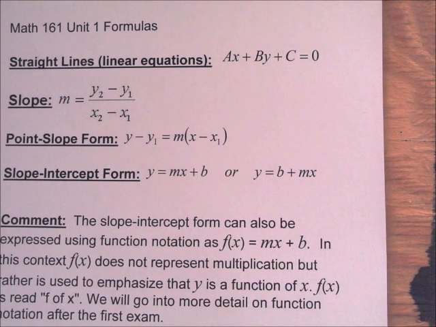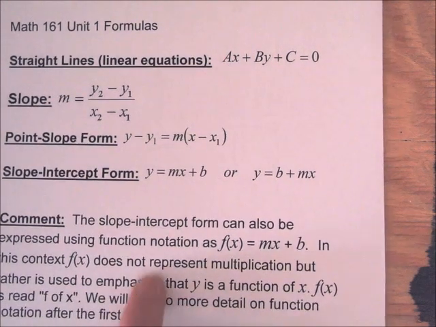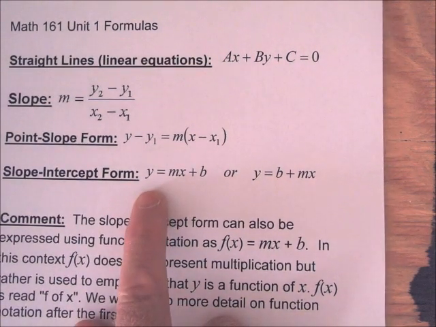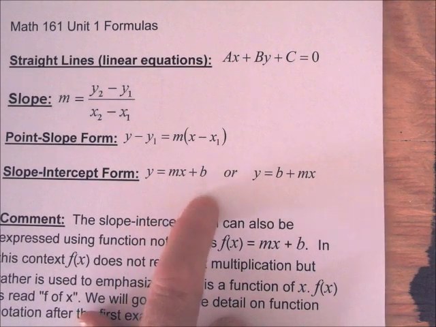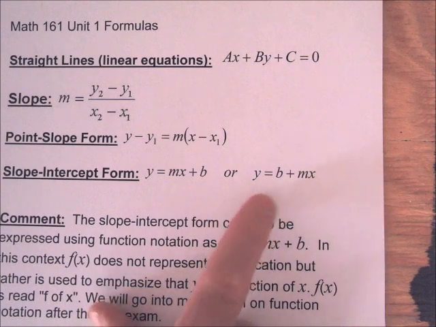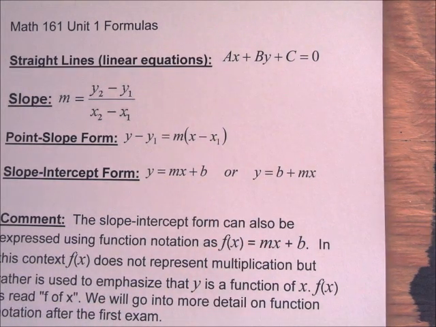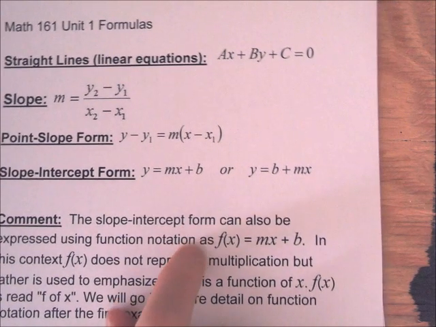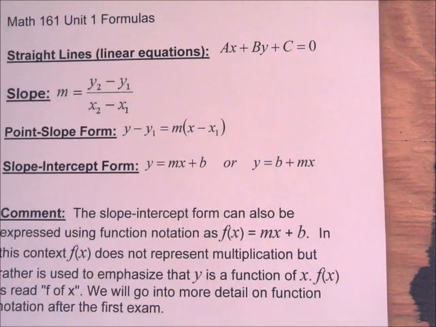If you simplify this and solve for y, you get the slope-intercept form, which is y equal mx plus b, or sometimes it's written y equal b plus mx. Particularly statisticians often put the intercept first. Okay, so a couple of comments.